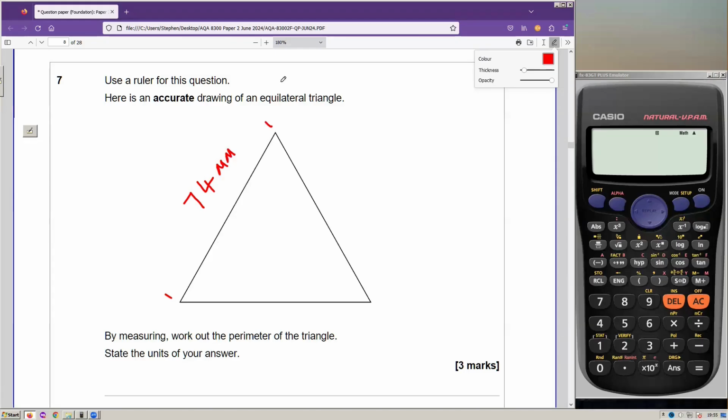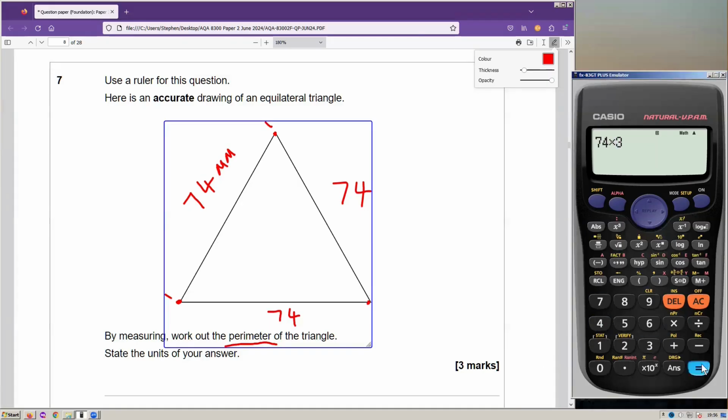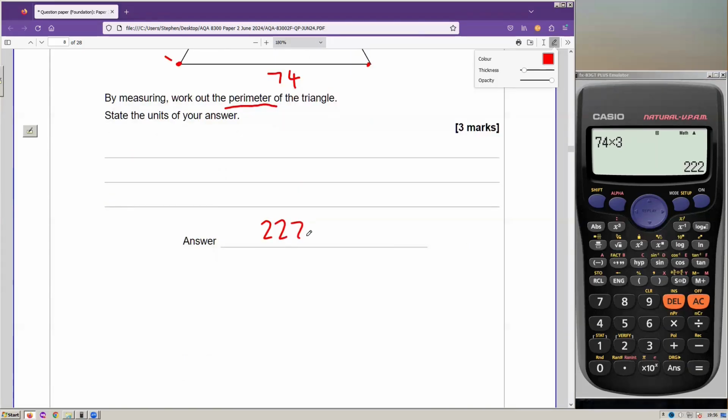Okay, we've got 3 sides. It's equilateral. They're all going to be 74. So our answer is perimeter, we're doing all the way around. The way I like to think of a perimeter, go up there all the way up one side to that point, down to this one, and then back. And how far have we travelled? 74 times 3. 222. And we've got to show our units as well. 222 millimeters. And also, they want to see some working. 74 times 3.